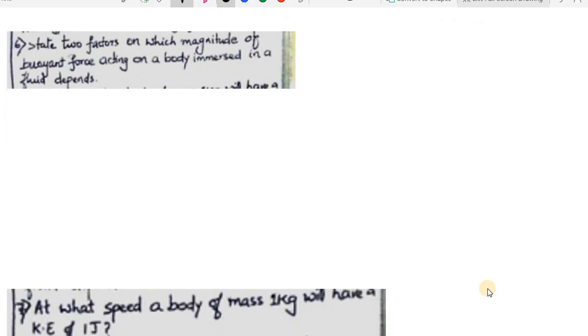The next question. State two factors on which the magnitude of the buoyant force acting on a body immersed in a fluid depends. We know that buoyant force is equal to the weight of liquid displaced, and that weight of the liquid displaced depends on the volume of body immersed. That much water is displaced, so volume of the body immersed.